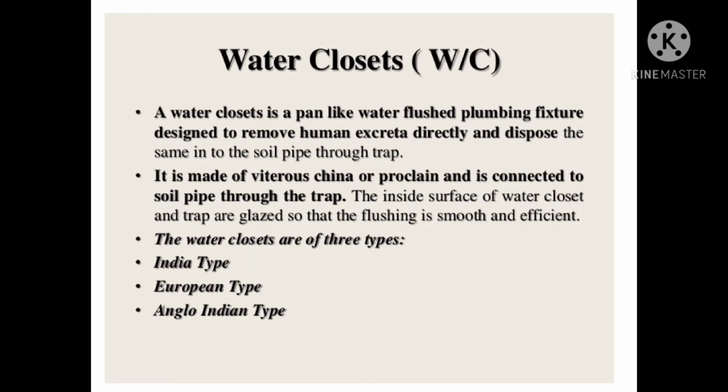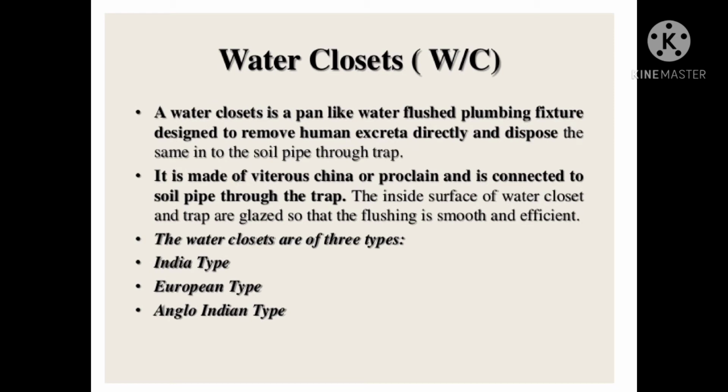Water closet. A water closet is a pan-like water-flushed plumbing fixture designed to remove human excreta directly and dispose the same into the soil pipe through trap. It is made of vitreous china or porcelain and is connected to soil pipe through the trap. The inside surface of water closet and trap are glazed so that the flushing is smooth and efficient. The water closets are of three types: Indian type, European type, Anglo-Indian type.